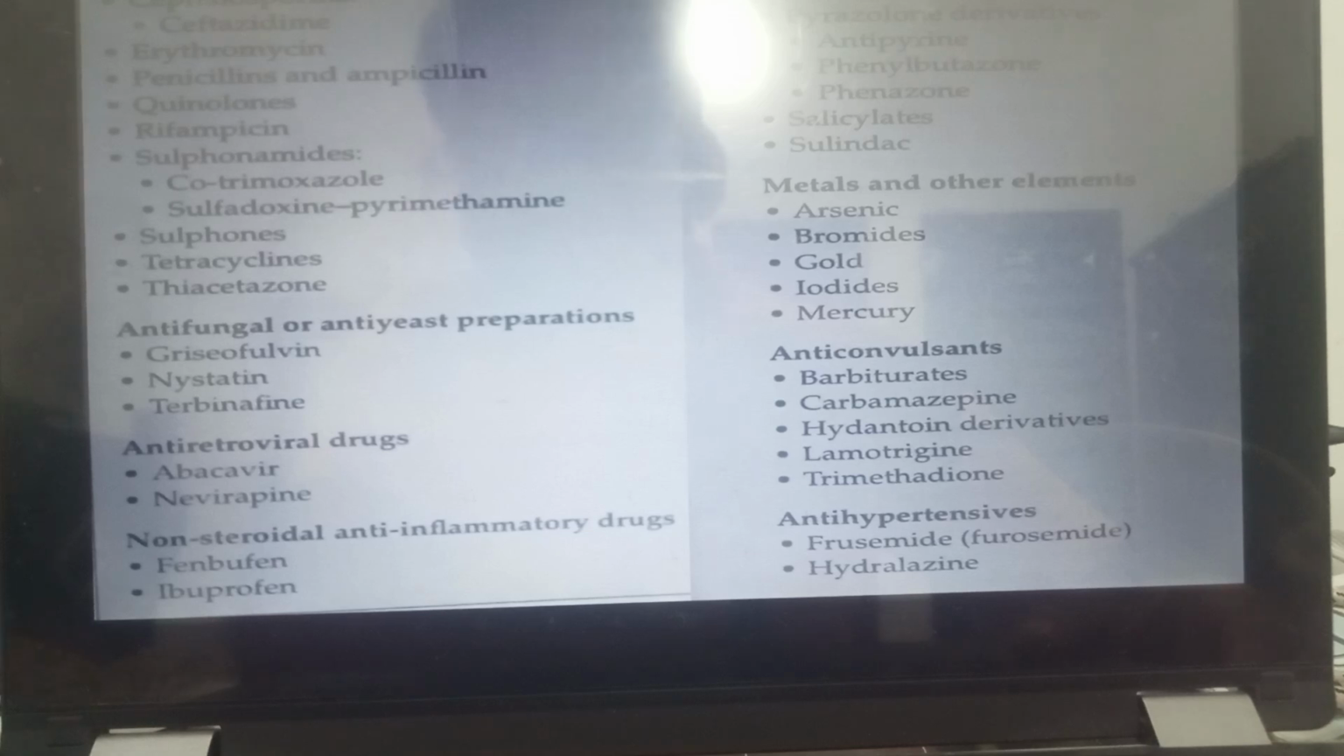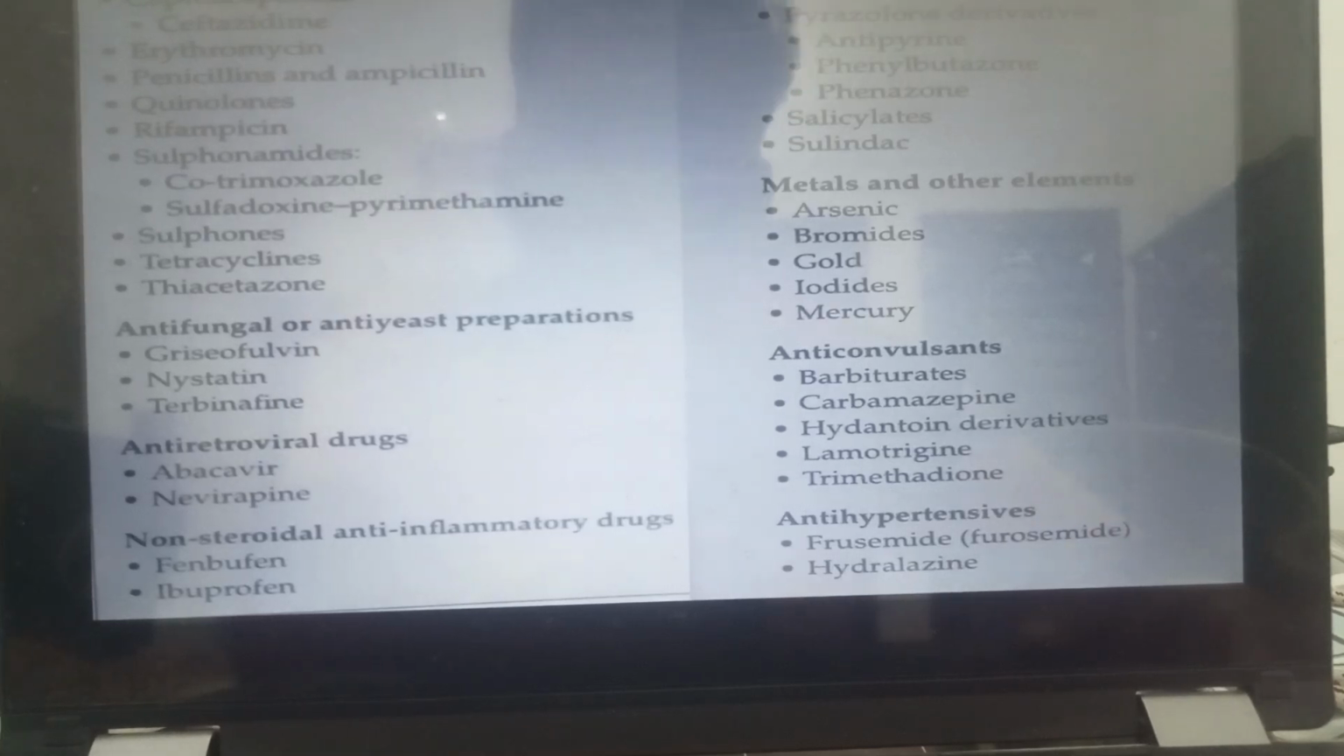Antifungal or anti-yeast preparations which are involved in erythema multiforme are griseofulvin, nystatin, and terbinafine. Antiviral drugs are abacavir and nevirapine. These are antiviral agents which are involved in erythema multiforme-like reaction. Non-steroidal anti-inflammatory drugs are fenbufen and ibuprofen. Moreover, paracetamol and pyrazolone derivatives, for example antipyrine, phenylbutazone, phenazone, salicylic acid, and sulindac are also involved.